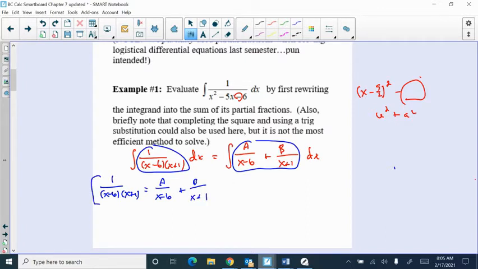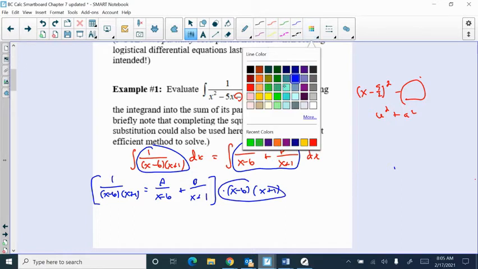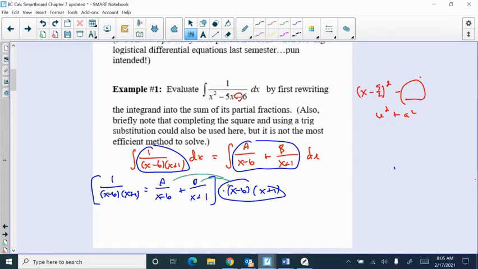So I'm going to clear the fraction. I'm going to multiply by the denominator, x minus 6 times x plus 1. And what that'll allow me to do is work with an equivalent but easier to manage equation. So when I multiply this whole quantity into the 3 different components, because of our denominator, the 1 will stand alone. And then A times x plus 1 plus B times x minus 6.